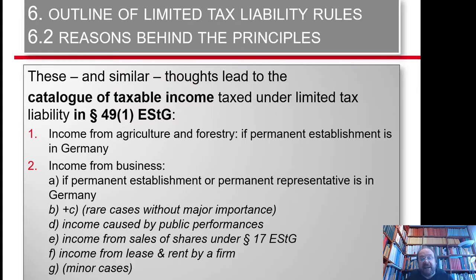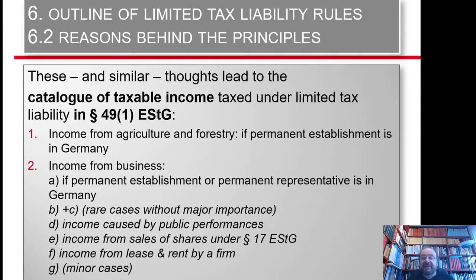If you have a business, then the main case where you are taxable in Germany is if the business is undertaken by you through a permanent establishment which you established in German territory. Also, if you have a permanent representative in Germany who is entitled to conclude contracts for you, because that representative could be a way to avoid the establishment of a permanent establishment of your own. And so it's a kind of necessary completion of that rule. But in reality, the permanent representative is relatively rare. The permanent establishment is what really counts. Letters B and C are rare things which we can leave out here in a beginner's course.